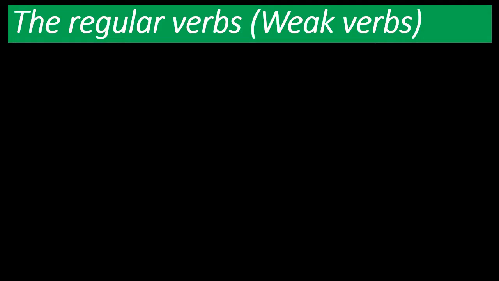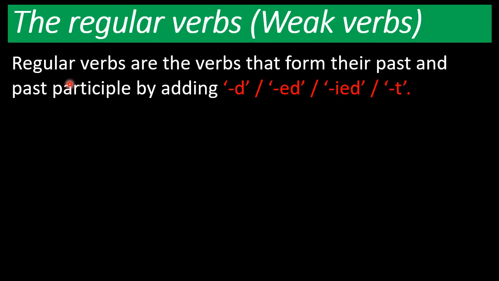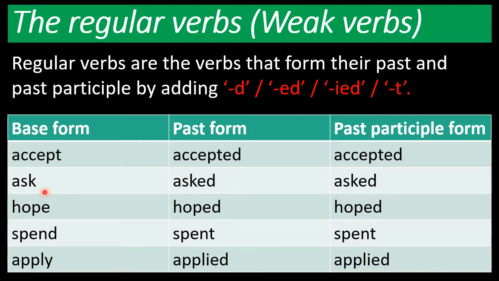Let us know what a regular verb is. Another name for regular verb is weak verb. Actually, let us know about the definition. Regular verbs are the verbs that form their past and past participle by adding d, ed, id or t. Actually, regular and irregular verbs are based on their forms. Look at some examples.